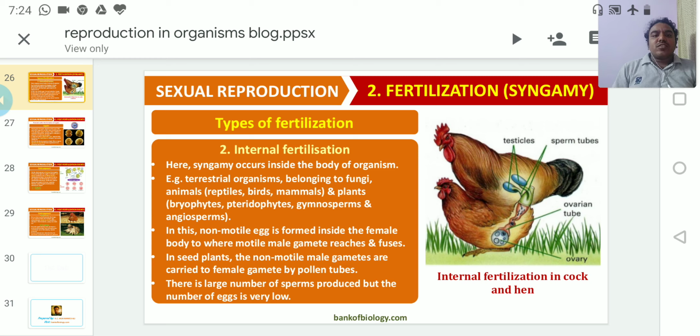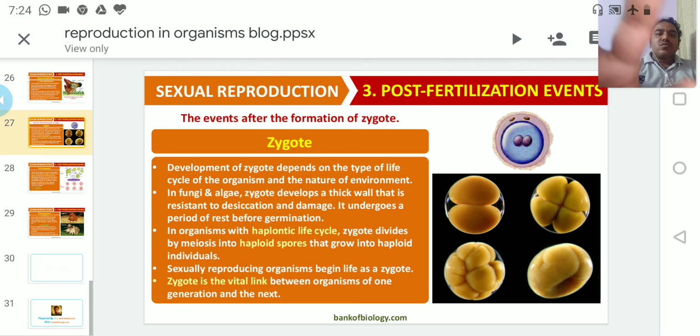And in higher organisms also, if you take the example of humans, a large number of sperms are produced, but the number of eggs is very few. What will happen after that, when the reproductive structures reach each other? Those are the post-fertilization events. Once the fertilization process completes, whatever events take place after the fertilization are considered post-fertilization events.